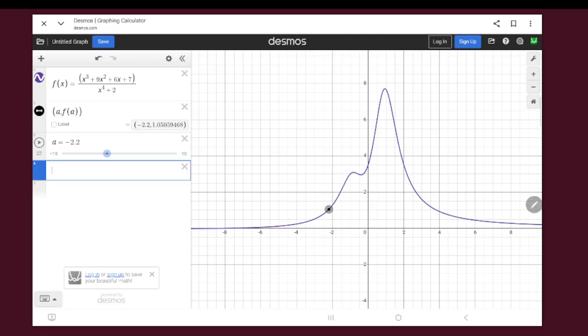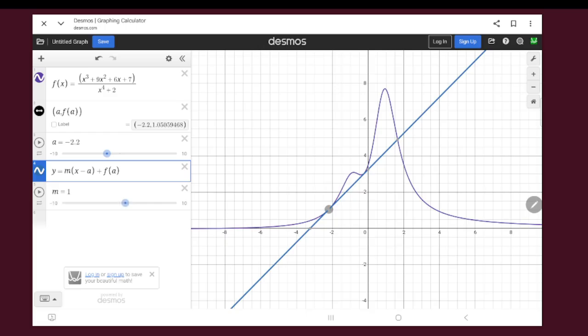Now, if we recall from algebra, in order to get a line through a point, we can use the point-slope formula: y is equal to m times (x minus my initial value), which, since we have that point a, f of a, we might as well use that. And then we can add our f of a.